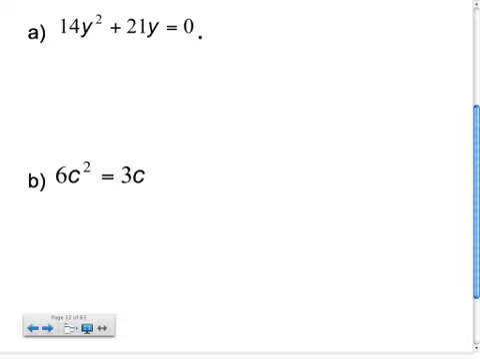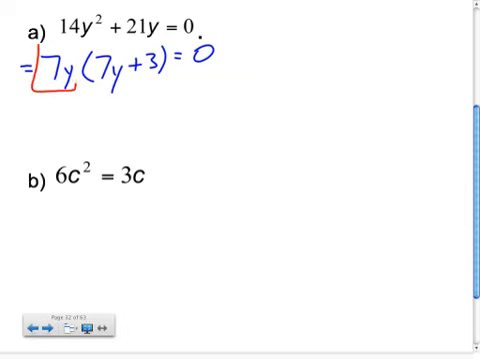So I think about what can I factor out of both terms? Well, I know I can factor out a 7, and I see I can factor out a y. 14y squared divided by 7y is just 2y. 21y divided by 7y is just a positive 3 equals 0. And now we're back to the zero product property. This term times this term equals 0. So what does that mean?